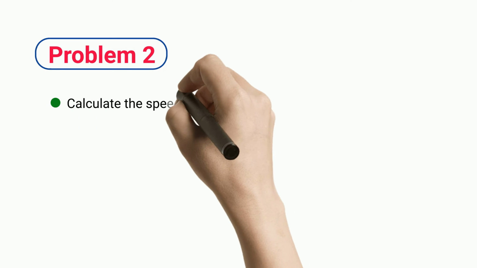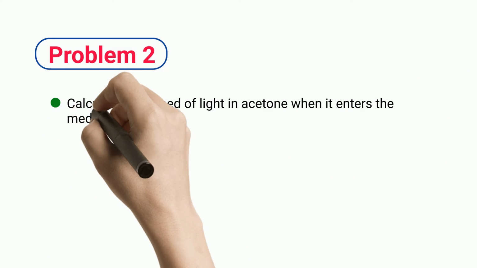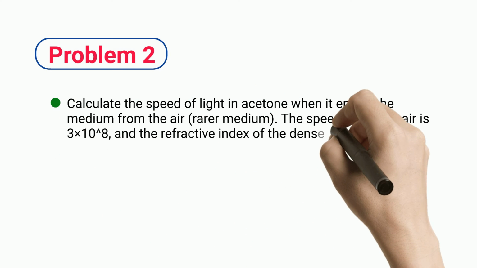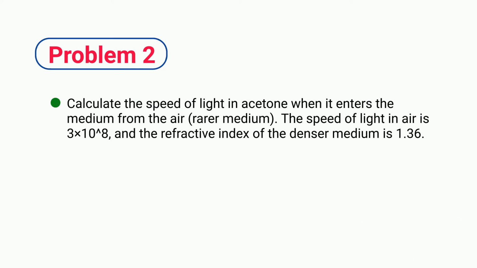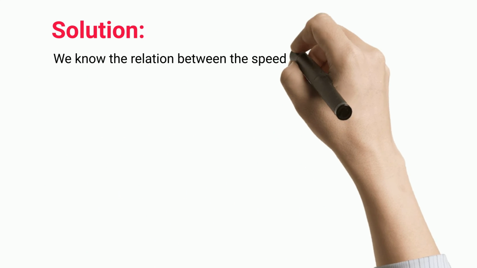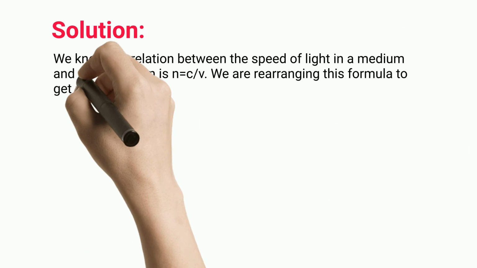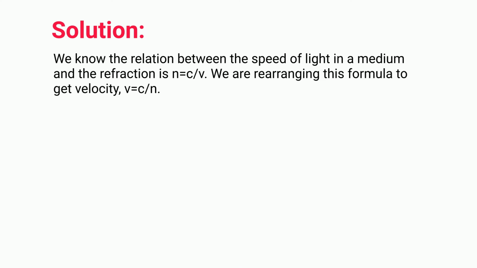Problem 2. Calculate the speed of light in acetone when it enters the medium from the air, a rarer medium. The speed of light in air is 3 x 10^8 m/s, and the refractive index of the denser medium is 1.36. Solution. We know the relation between the speed of light in a medium and the refractive index is n equals c/v. We rearrange this formula to get velocity, v equals c/n.